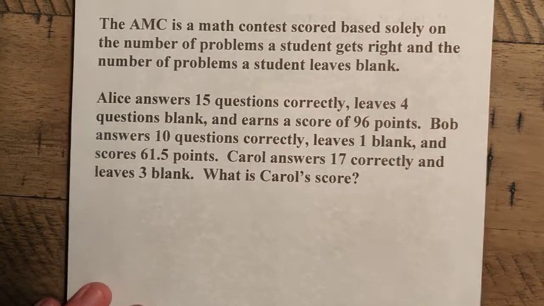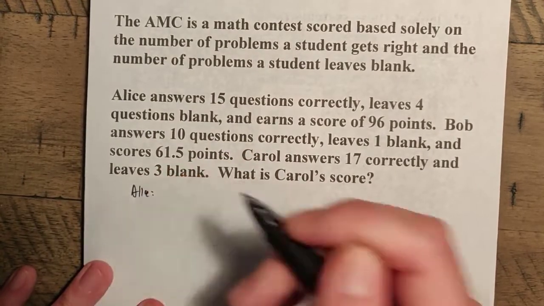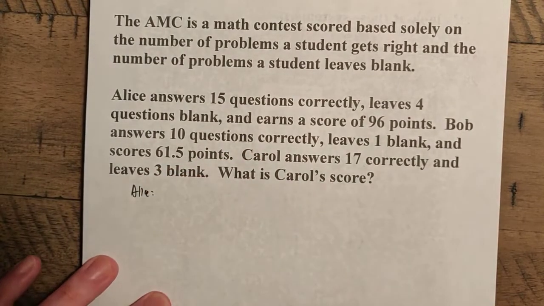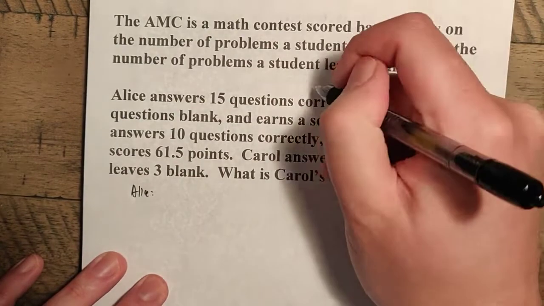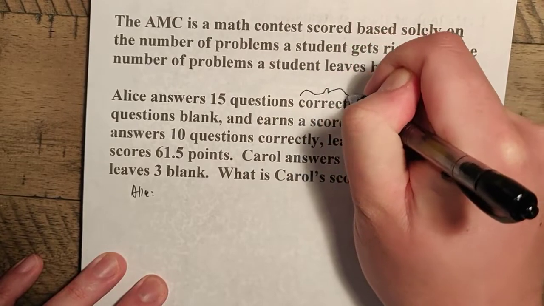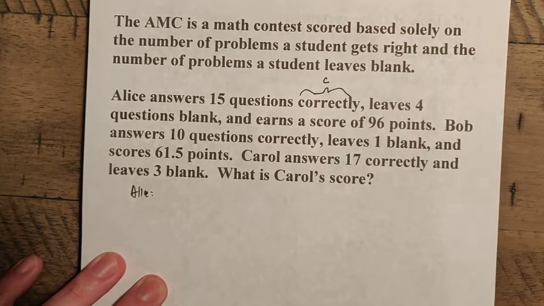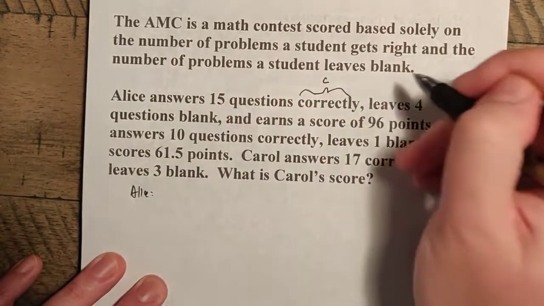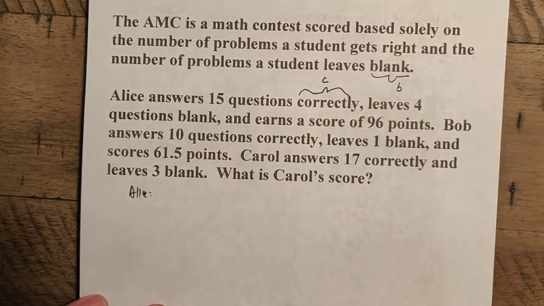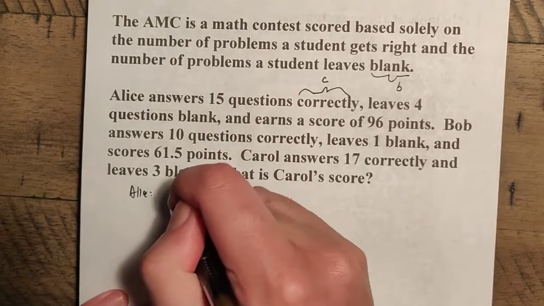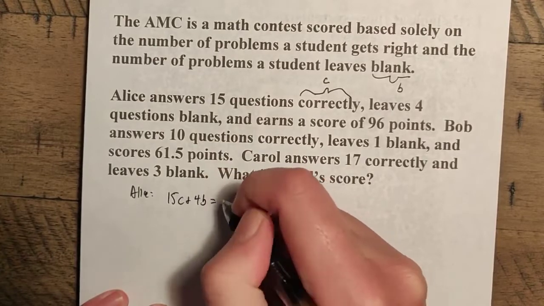So now let's take a look at these. I guess we can go ahead and translate this. If we look at Alice, we have questions correct and questions blank. So I'm going to call every question that's correct C, so each correct answer is worth C points. And every blank, I'm going to call that B. So if we look at the first situation, we now have 15C plus 4B equals 96.